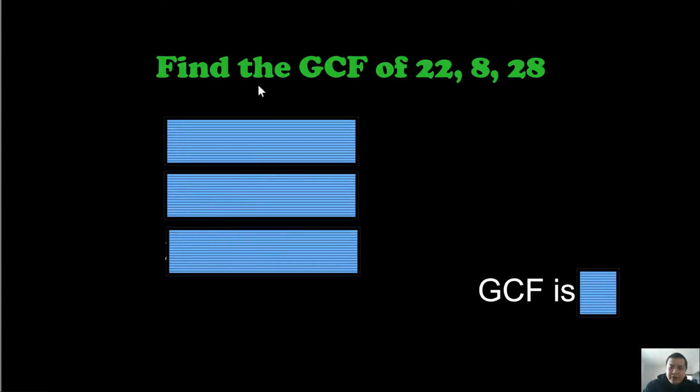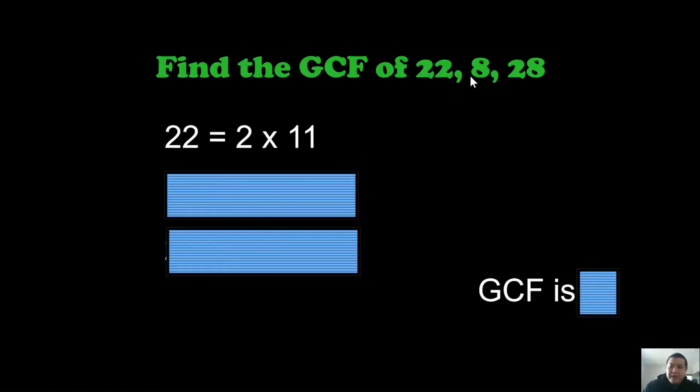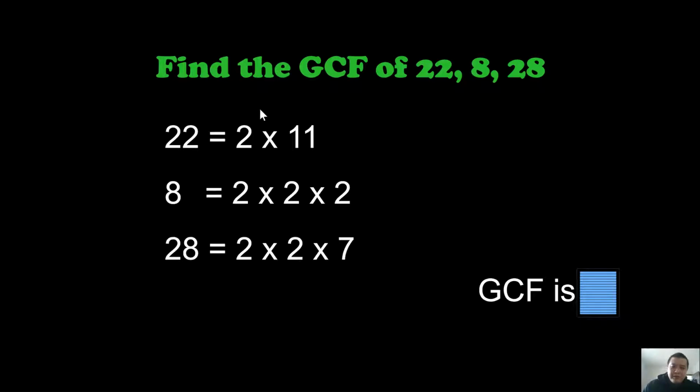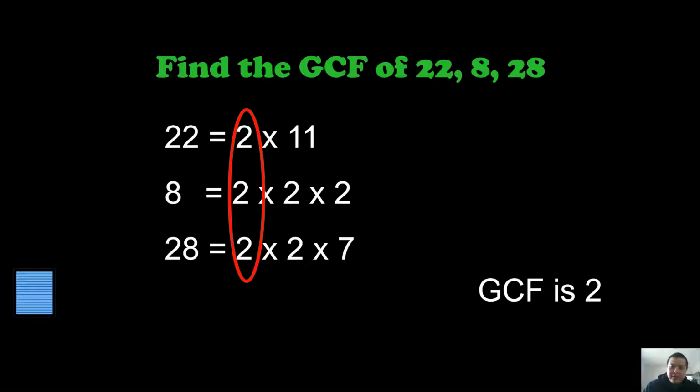go ahead and try this next one out on your own. Find the greatest common factor of 22, 8, and 28. The prime factorization of 22 is 2 times 11. 8, as we've already done before, is 2 times 2 times 2. And 28 is 2 times 2 times 7. Therefore, the greatest common factor is just this 2. That's the only factor they share. So the greatest common factor is 2.